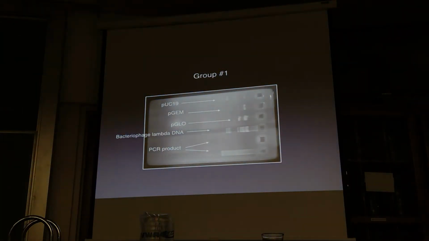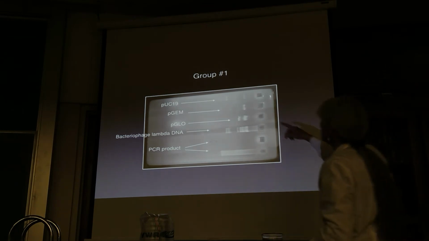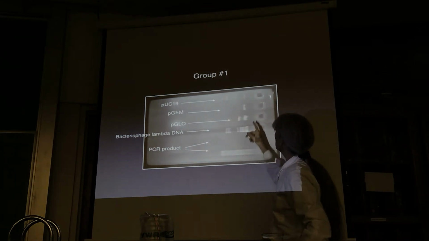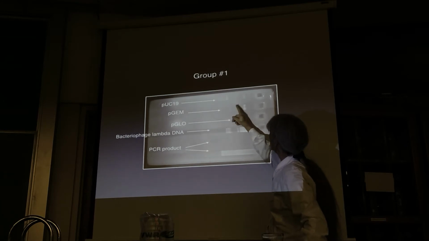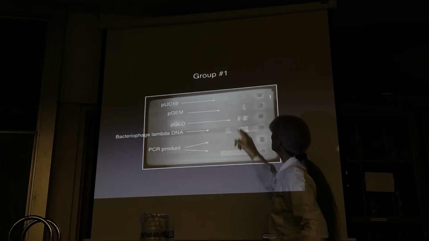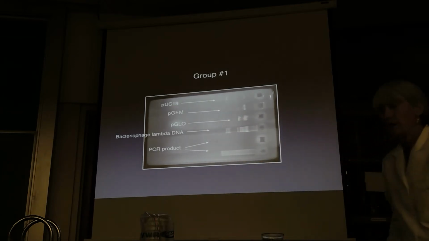There's nothing else. Okay, so again, you need to be able to recognize our plasmids. PUC19 lines up with the bottom band, the one that runs the furthest. PGEM lines up someplace in the middle; it's not running as far as this one, but it's running further than this one. This is P-Glow, lining up with this band. So there's no PUC19. PGEM, P-Glow.